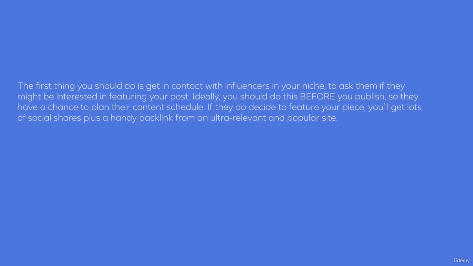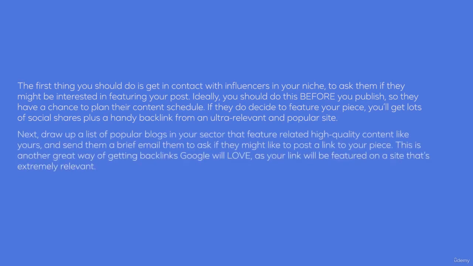The first thing you should do is get in contact with influencers in your niche to ask them if they might be interested in featuring your post. Ideally, you should do this before you publish, so they have a chance to plan their content schedule. If they do decide to feature your piece, you'll get lots of social shares, plus a handy backlink from an ultra-relevant and popular site. Next, draw up a list of popular blogs in your sector that feature high-quality content like yours, and send them a brief email to ask if they might like to post a link to your piece.